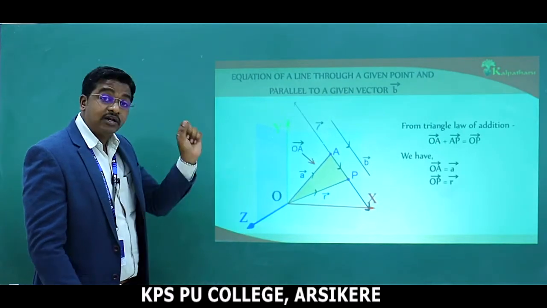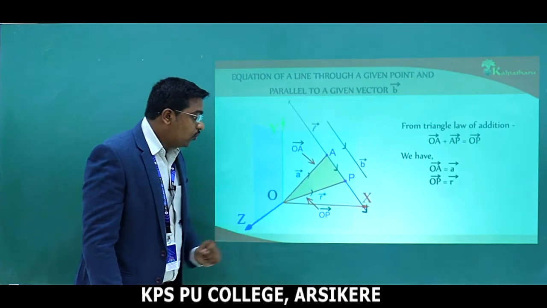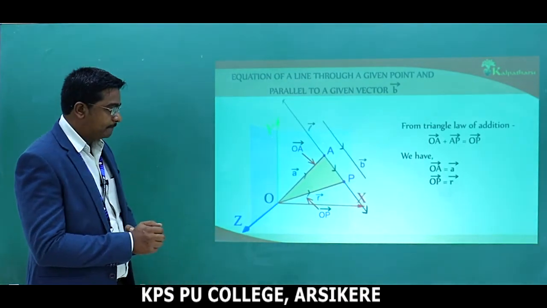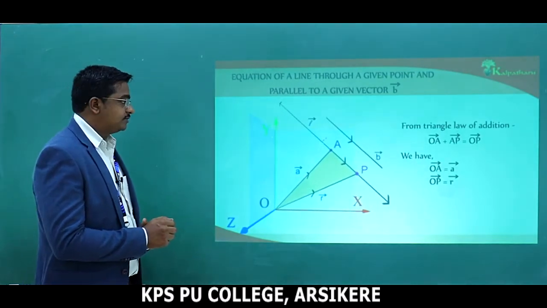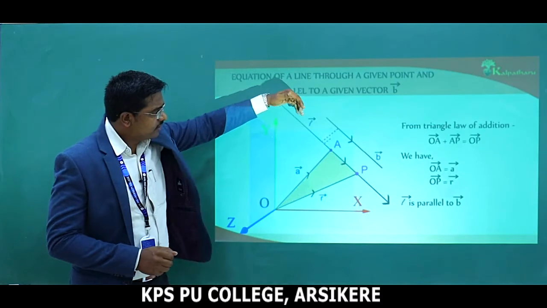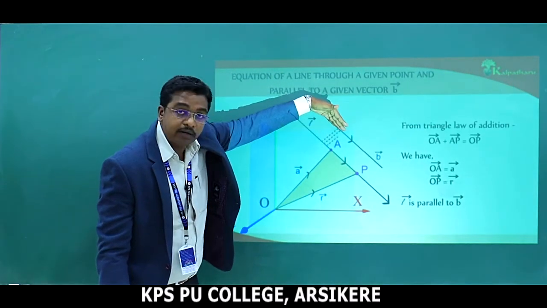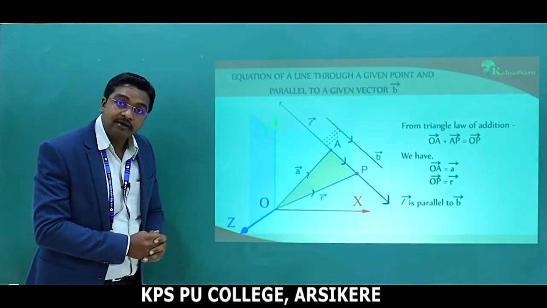Then we have vector OA, which is vector A, and vector OP is equal to vector R. This is the position vector of the point P. Just observe here. So here is the vector B. The line L is parallel to vector B. At the same time, vector B is parallel to the line.